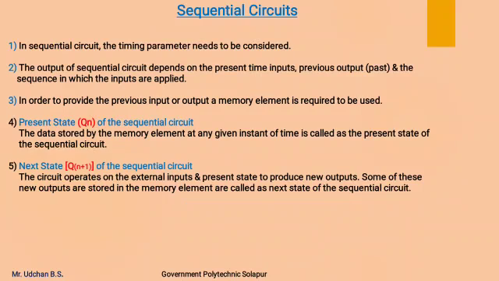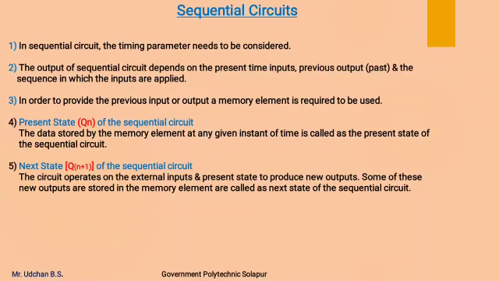In sequential circuit, the timing parameters need to be considered. The output of sequential circuit depends on the present input, previous output and the sequence in which the inputs are applied. In order to provide previous input or output, a memory element is required in this sequential circuit. So there are two terms, present state and the next state of the sequential circuit.